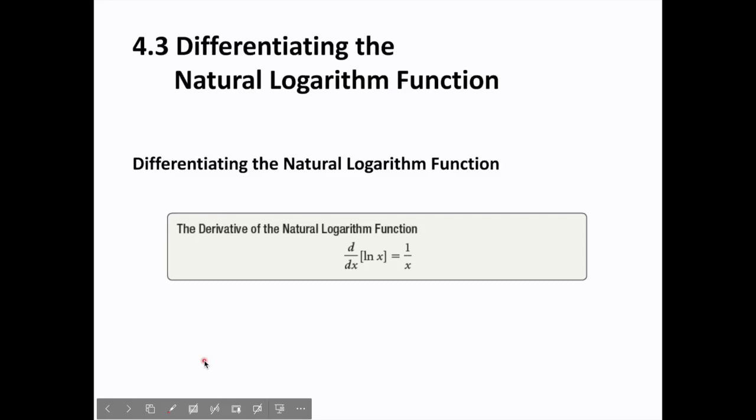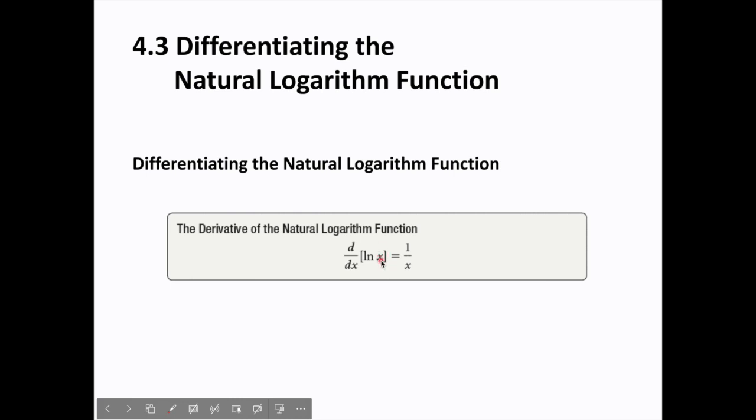Now that we have reviewed exponential functions and log functions, we are going to start looking at how to take the derivative of log functions in this lesson. And our focus is going to be on the natural logarithm, which is going to be base e. So the rule is, if you take the derivative of the natural log of x, that would be 1 over x. Please keep in mind that this works only if you have x here.